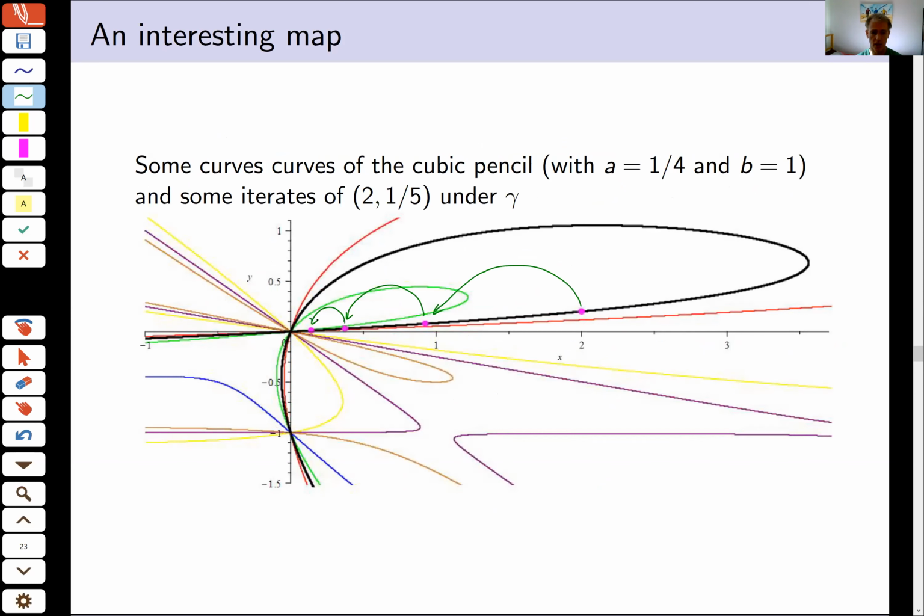Now we want to understand what is happening. How can we think of this map and understand it more geometrically, what it's doing? So we can calculate it. Yes, all these points lie on a curve, but what is it?